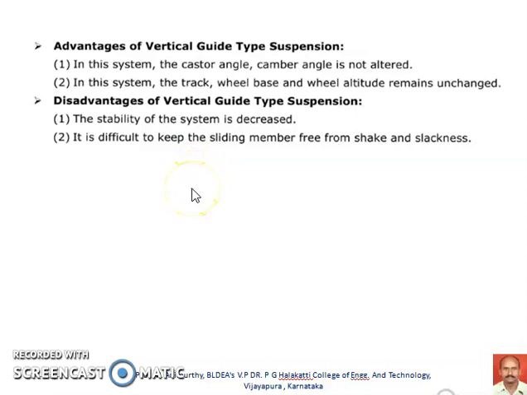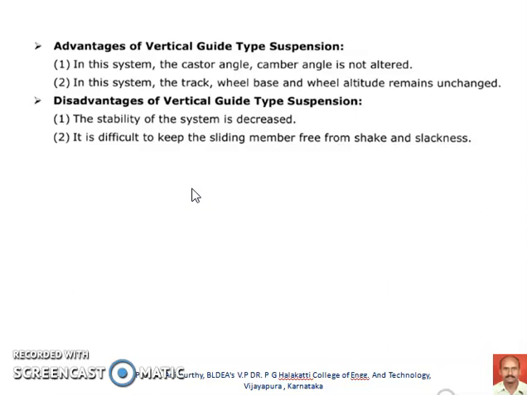In this system, the track, wheelbase and wheel altitude remain unchanged. So by the arrangement we have observed that the vertical motion, up and down motion, causes the compression and elongation of the spring, and there is no change in the track or the wheelbase for this type of arrangement.